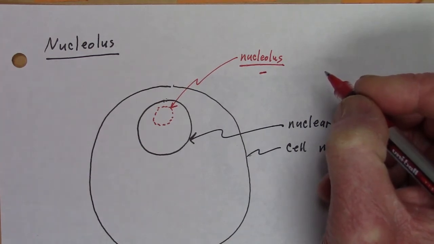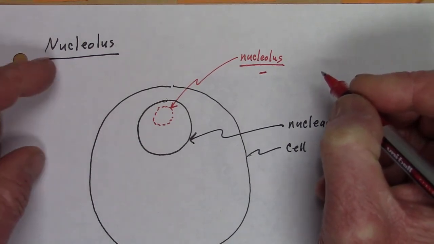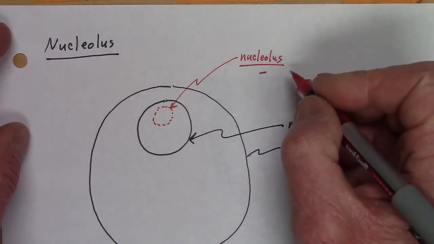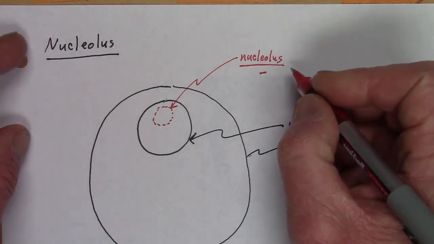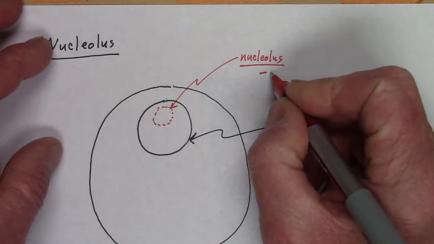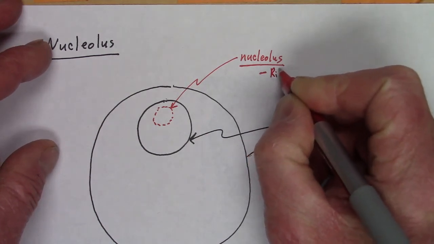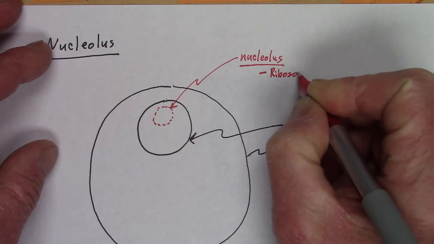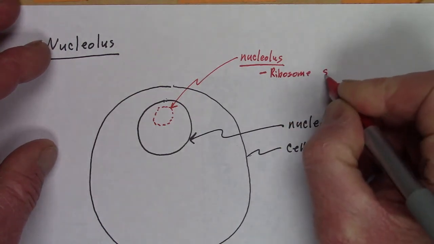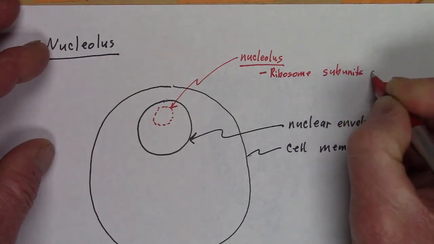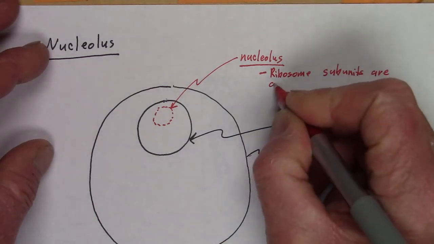assembled. So we're putting the cart in front of the horse a little bit when we're talking about ribosomes, but we will get to them shortly. It's the second one down on the list after nucleolus. So let's say that this is where ribosome subunits are assembled.